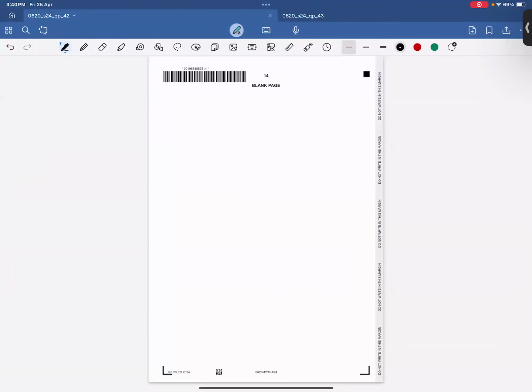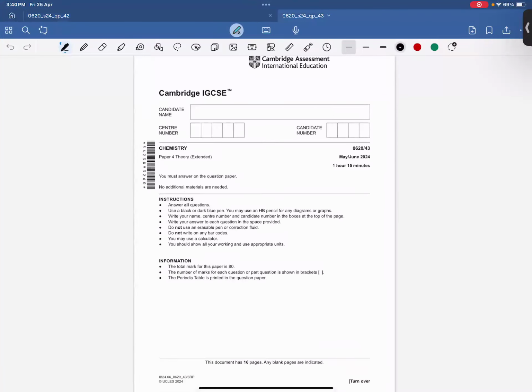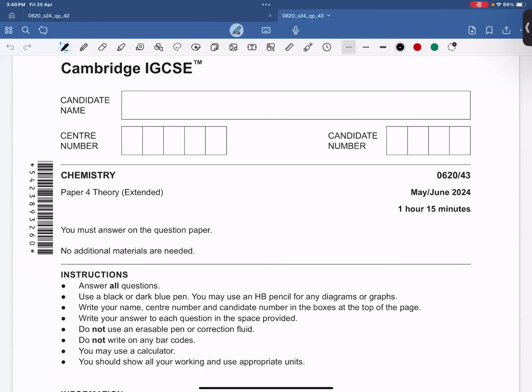चलिए जी, नेक्स्ट पेपर इज IGCSE पेपर 4 थ्योरी, May June 2024, variance 43.